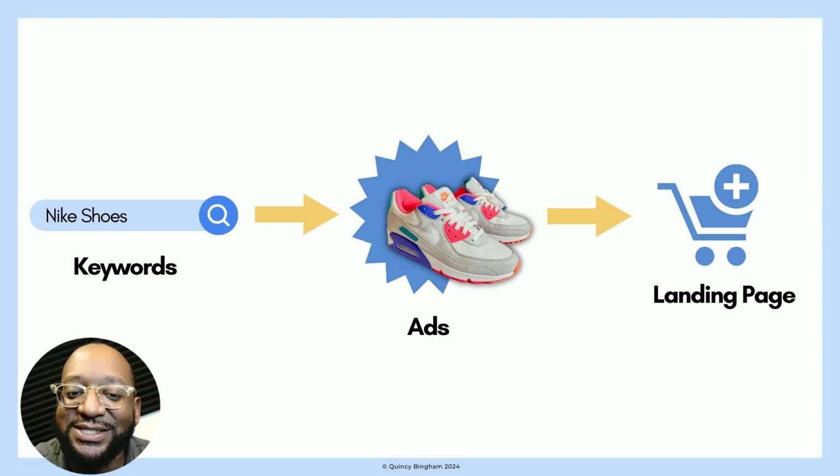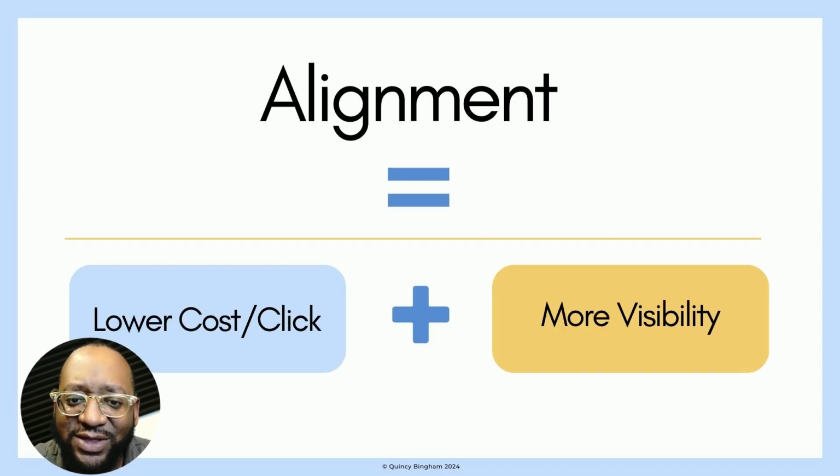No surprises. Google rewards this alignment with a higher quality score, meaning lower cost per click and more visibility. But if there's a disconnect, say your ad is about shoes, but the landing page sells socks, you'll pay more and your ad won't show up as often. The tighter the alignment, the better your ad performs. It's all about creating a seamless experience for your user.